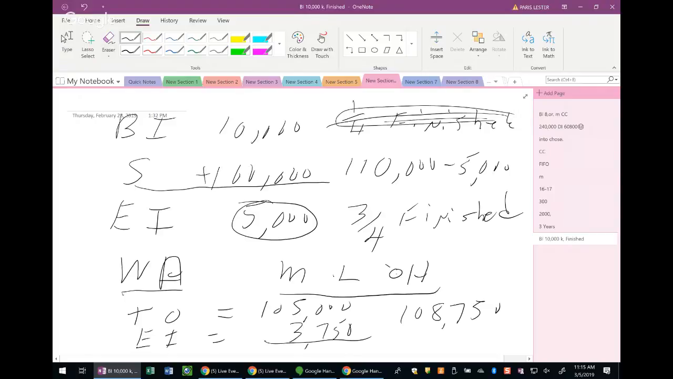Now, Clayton, if you got 100 started and you got 5 of them left, what is started and finished? 95 plus 10 is how much? And that's still your transferred out. But your book says beginning inventory 10, started and completed 95, ending inventory 3,750. You still get 108,750. Now that's important, folks. That is weighted average.